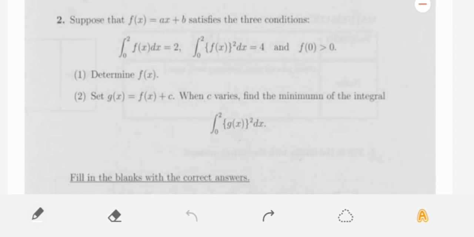Suppose that f of x is equal to ax plus b and satisfies three conditions: the integral of f of x from 0 to 2 is equal to 2, the integral of f of x squared from 0 to 2 is equal to 4, and f of 0 is equal to 0. So determine f of x. Basically, what he's asking is: what are the values of a and b?